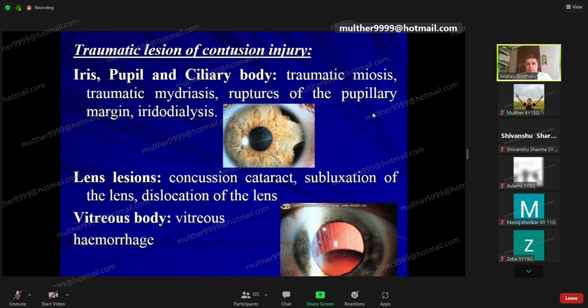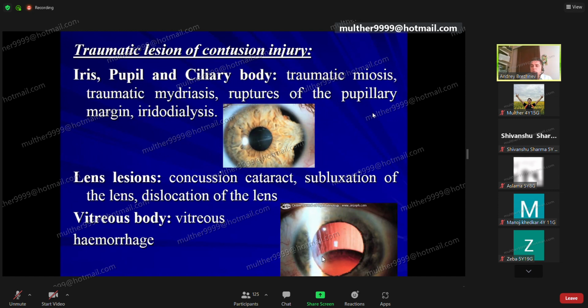Crystalline lens. What can we say about the lens lesions? It may be contusional cataract, opacity of the crystalline lens due to trauma, of course, with the loss of visual functions. Treatment of cataract is based on the general principles of cataract surgery, removing of the opaque lens and implantation of the artificial lens. Subluxation of the lens and dislocation of the lens posteriorly into the vitreous body or anteriorly into the anterior chamber. And here you see such a patient with the dislocation of the crystalline lens.